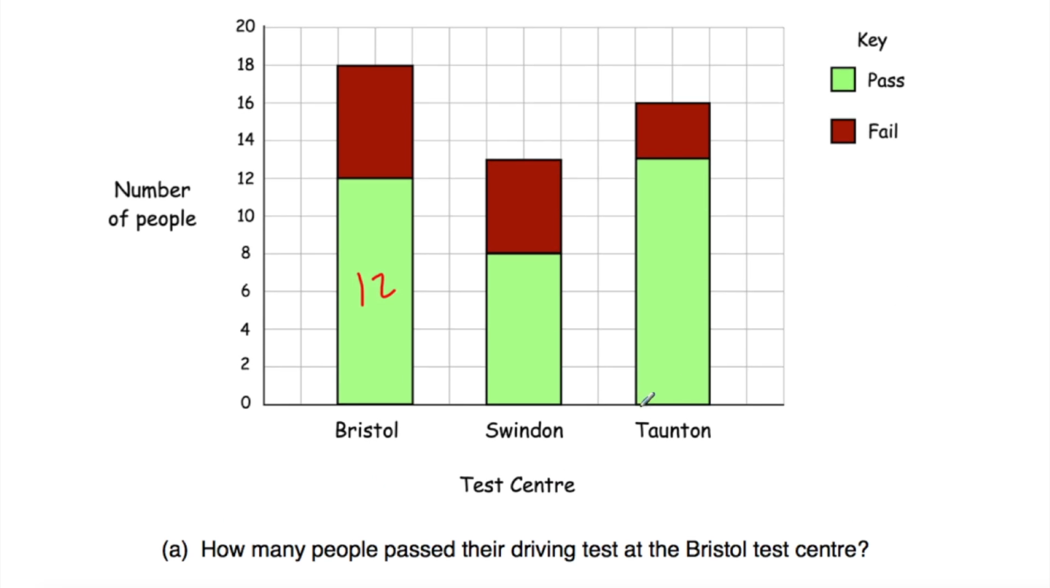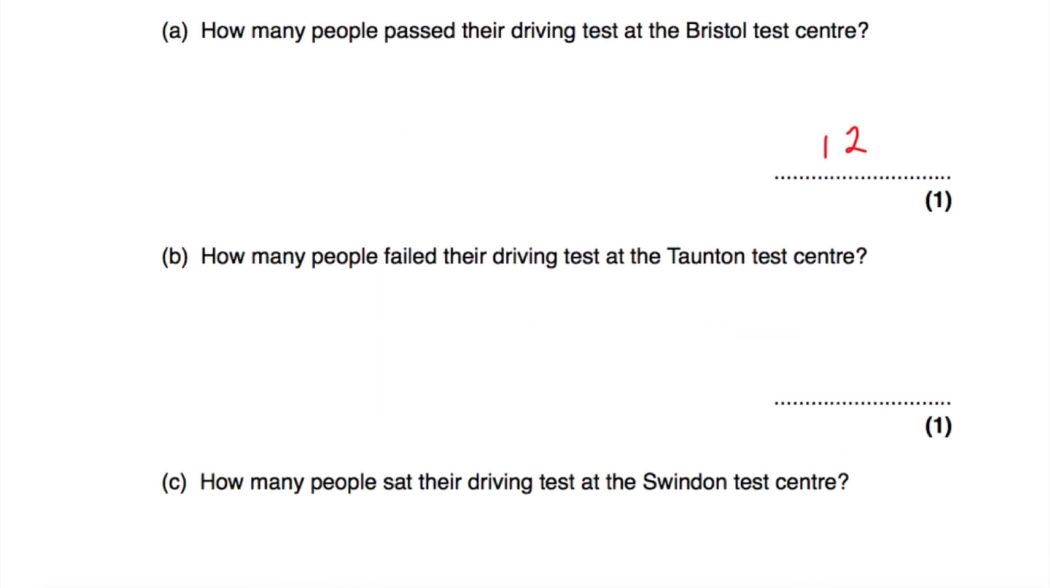So the Taunton Test Centre, that's this bar, and failed, that's going to be these people here. So if we have a look, altogether there's 16 people at the Taunton Test Centre that morning that sat the driving test. We've got these people passed, so if we have a look here, it's in between 12 and 14, so that's 13, so 13 passed the driving test. So that means the rest, these 3 people must fail, because 13 plus 3 is equal to 16. So how many people failed at the Taunton Test Centre? That's 3. Another way to check it is, here we're at 13, to get up to 16 you'd go 1, and then another 2, so that's 3 altogether. Okay, so that's 3. And then part C.